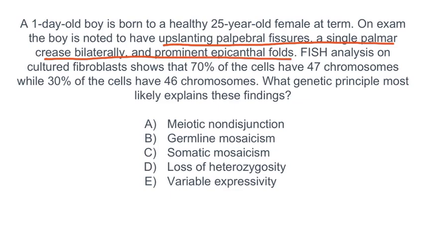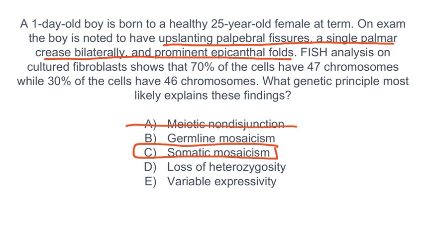Because FISH analysis reveals some cells with 47 chromosomes and others with 46 chromosomes, we can conclude that there must be 2 distinct genetic cell lines. As we've been discussing, this is also known as mosaicism. In this example, somatic mosaicism can explain these findings. So the answer is C. Meiotic non-disjunction is the most common cause of Down syndrome, but this would result in 100% of the cells containing 47 chromosomes.